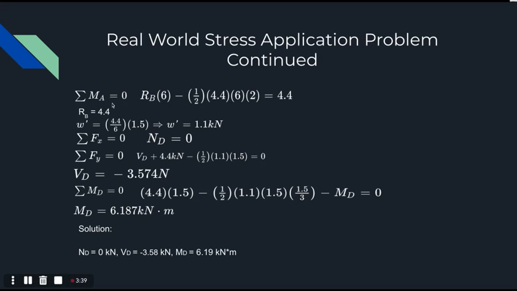You find the moment at A to find RB, and after all those calculations, you get 4.4. And then to find the final weight, you do 4.4 over the 6 times 1.5, and that gives you 1.1 kilonewtons. And then you solve for the forces in X and Y. You get the normal force, and then you get VD, and then to get the final, which is the moment at D, you take the moment at D, and you end up getting essentially 6.19 kilonewton-meters.